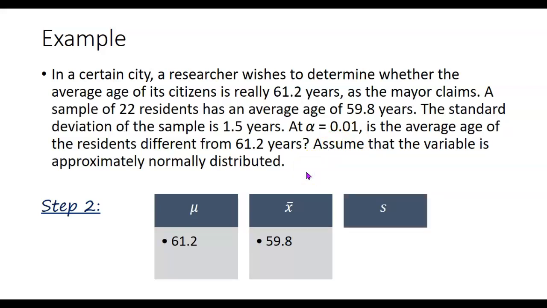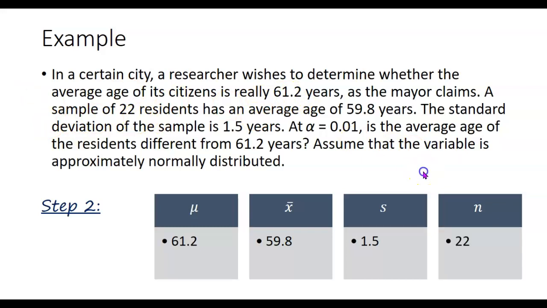What is S? S stands for the sample standard deviation. See where it says the standard deviation of the sample is 1.5 years? So S is 1.5. And what about N? N stands for the sample size. That's how many people are in the sample. A sample of 22 residents, aha, there were 22 in the sample. N is 22. So we're going to put these numbers into the calculator or the spreadsheet or whatever we're using.